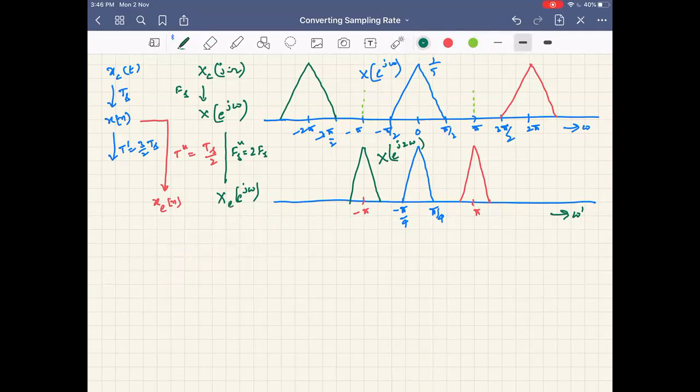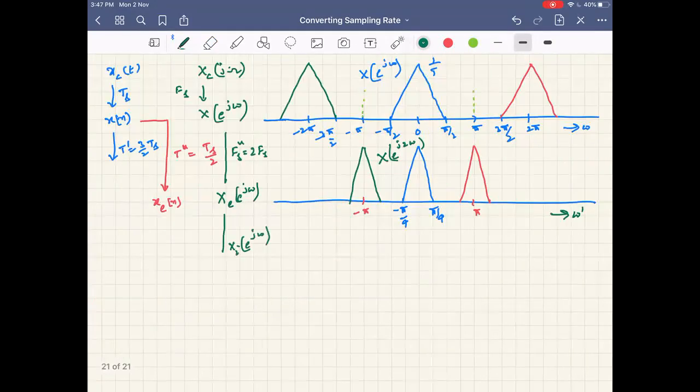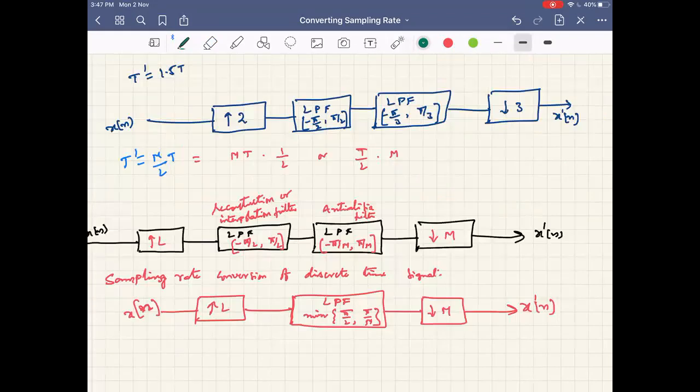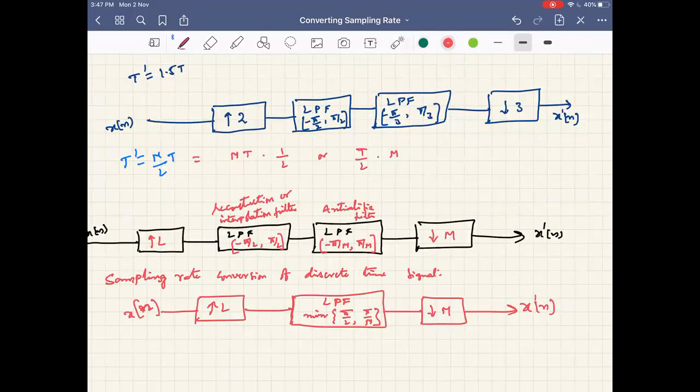Okay, Xe of e power j omega, and after that we get X i of e power j omega. What we wish to do now is, instead of applying two filters, apply a single low pass filter with cutoff minimum of pi by L comma pi by 3. We call this the intermediate signal, x I of n. And this is x f of n, for our notation, and x dash of n.